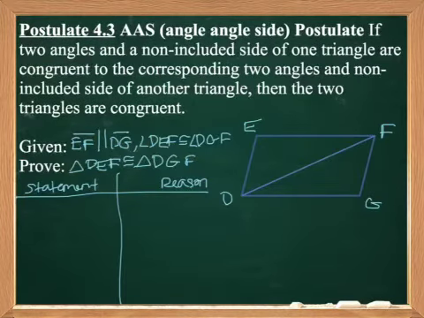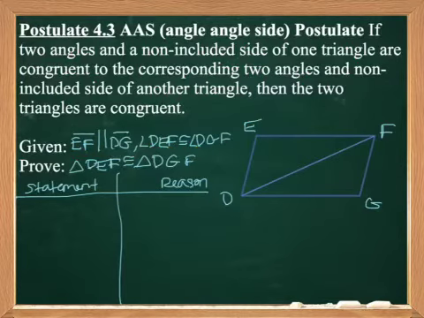Postulate 4.3, angle angle side postulate. If two angles and a non-included side of one triangle are congruent to the corresponding two angles and non-included side of another triangle, then the two triangles are congruent. So the two angles have to be corresponding and the non-included side has to be corresponding.